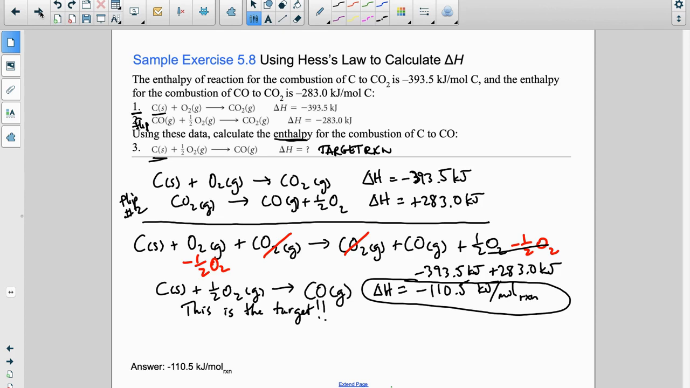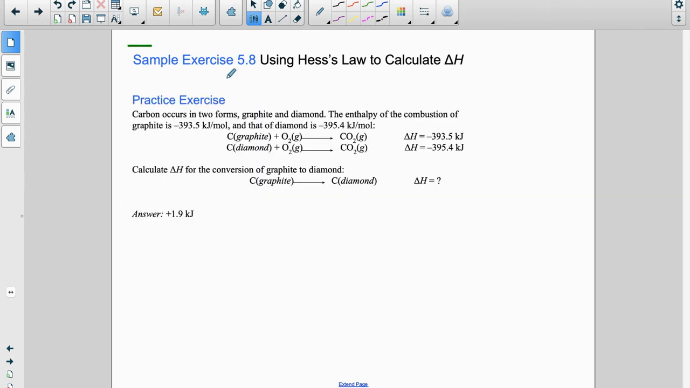Okay, so we'll do one more example. This one you can do on your own. The answer is here.